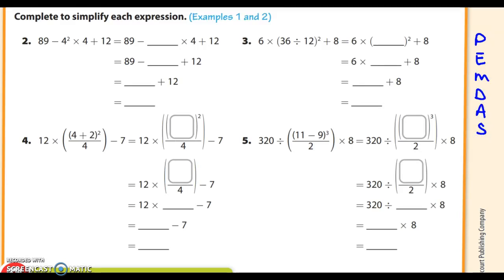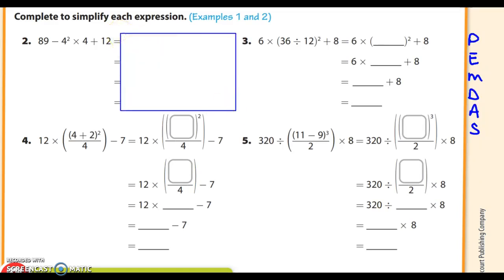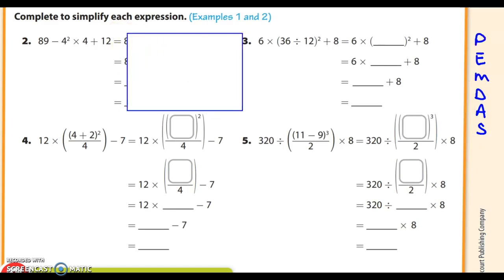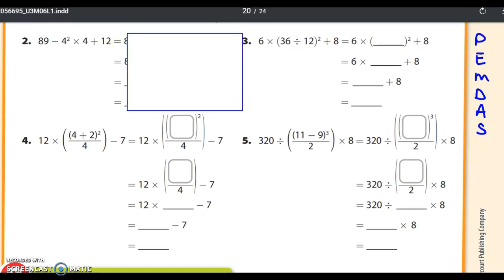All right, so check this out. Number 2 reads, and in fact, we almost want to cover it up just for a minute. We'll move all that in a minute. Number 2 reads 89 minus 4 squared times 4 plus 12. Well, what we're not doing first is subtract and add. What we are going to do first is exponents and multiply. What goes first though? Exponents is first.